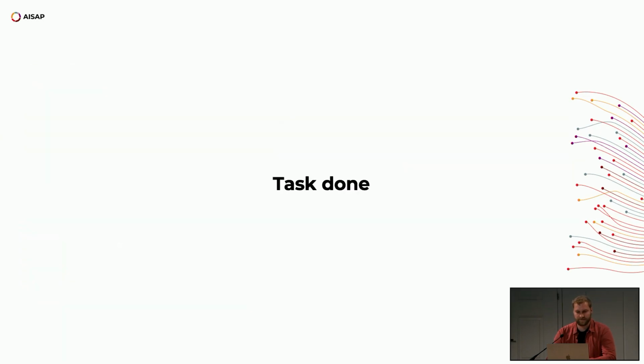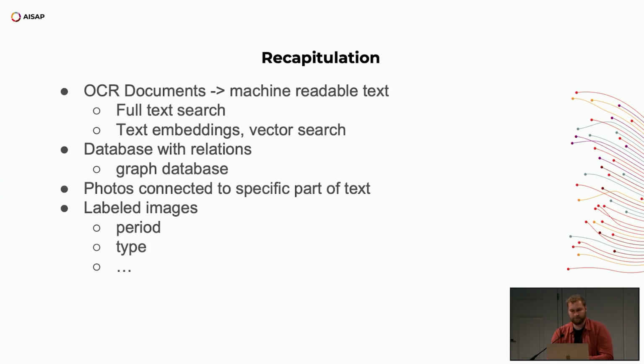So that's just some, that's task done, but much faster, and we can now focus on the more exciting things we can do with this data. So the recapitulation: we made optical character recognition, so we can provide full text search for all these documents.